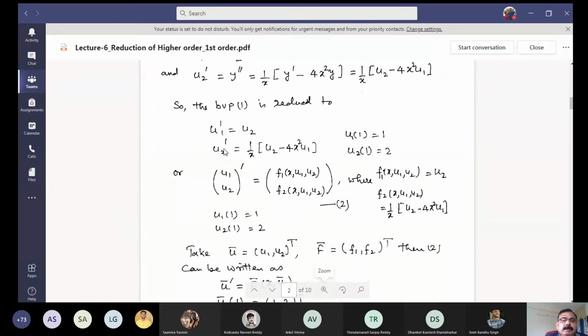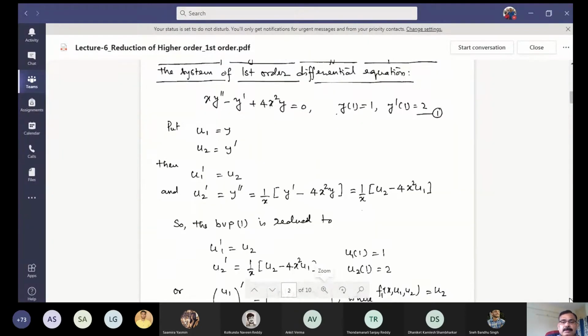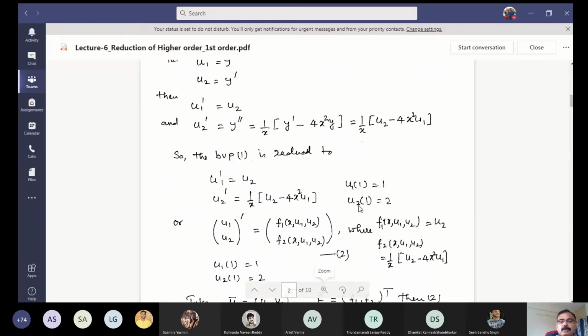So we have got this system, u1 prime equal to u2, u2 prime equal to 1 by x times u2 minus 4x square u1. The initial conditions were given as y(1) equal to 1, meaning u1(1) equal to 1, and y prime(1) equal to 2, meaning u2(1) equal to 2. Up to this, is it clear to everybody?